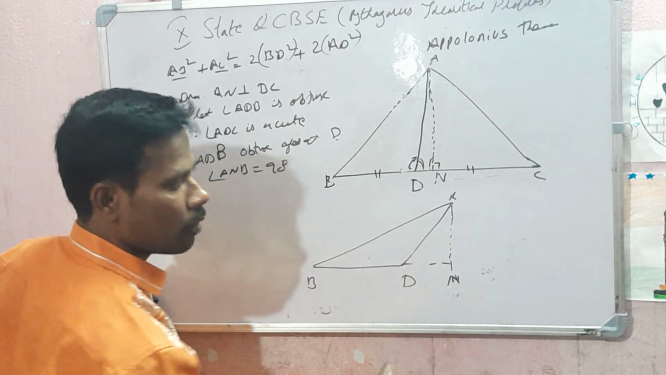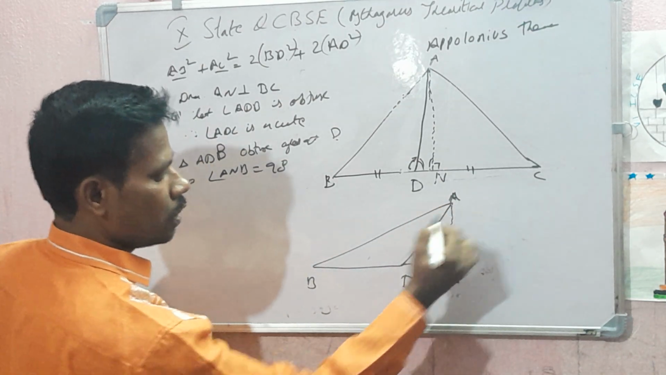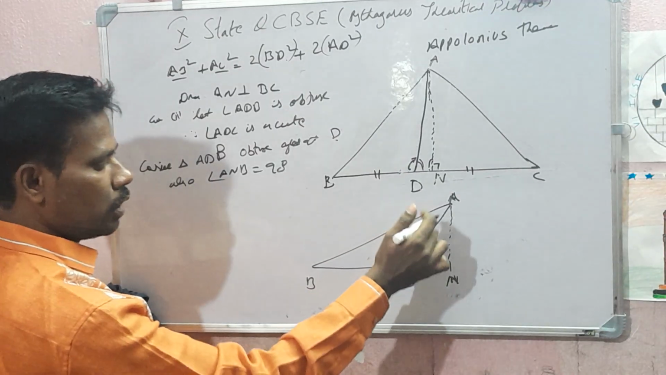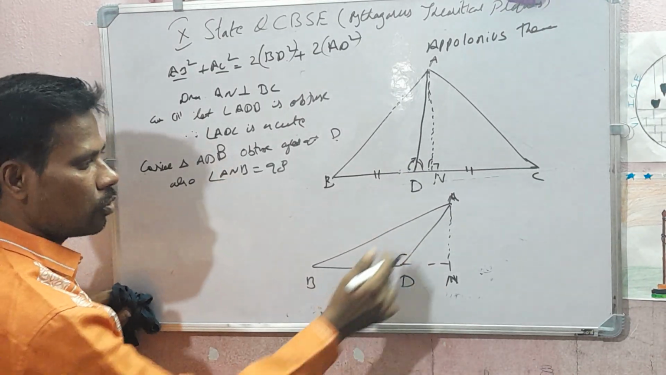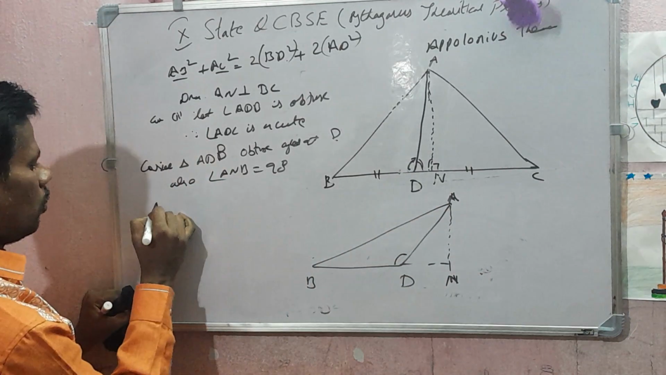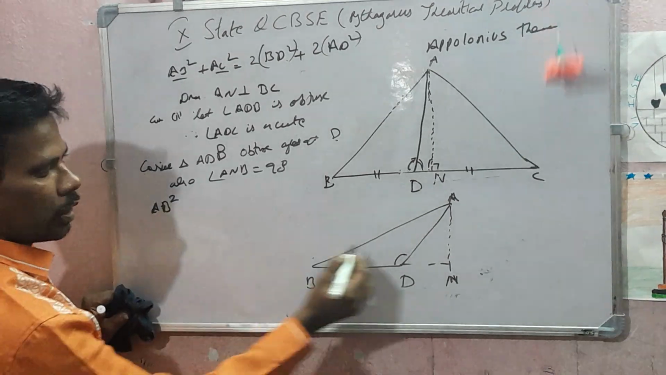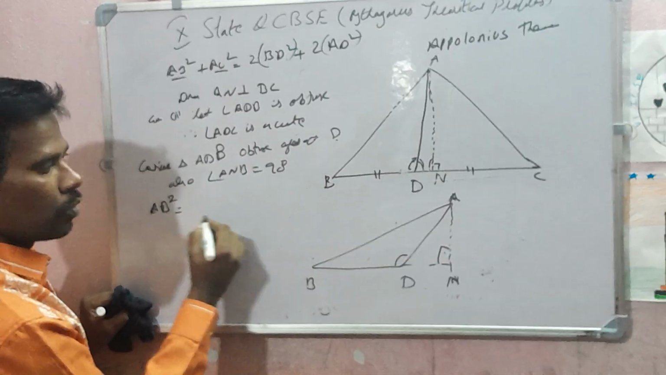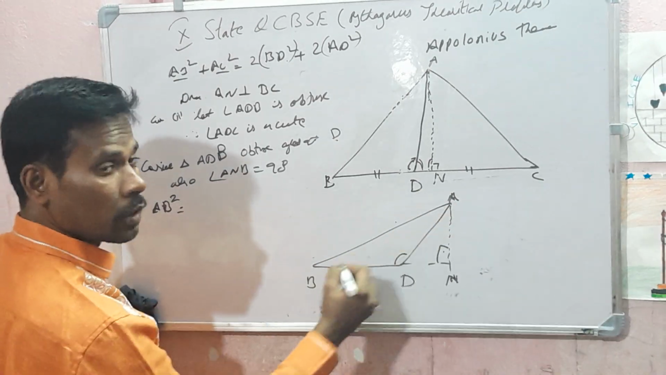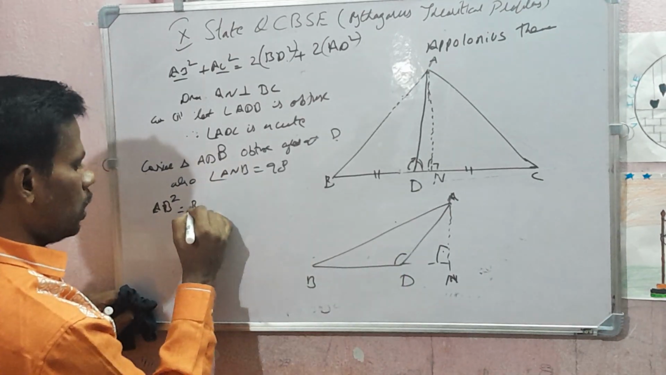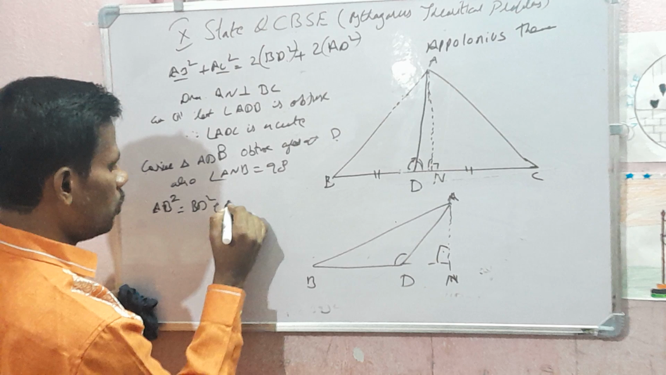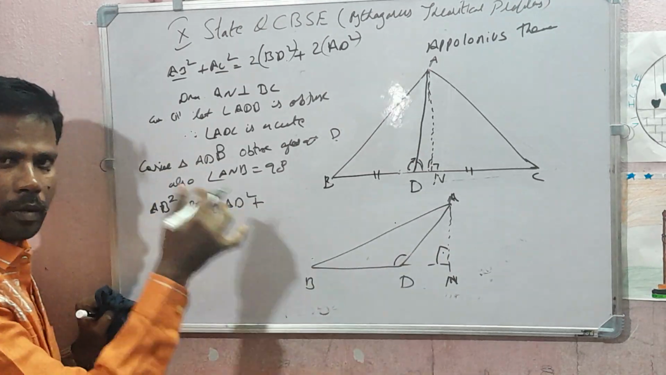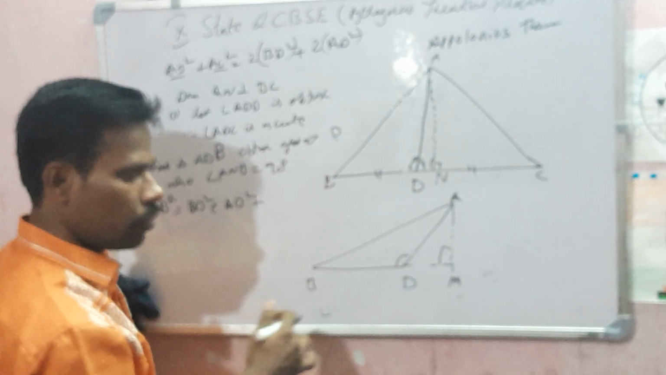Just now we have done one problem. So what does that state? If the angle is obtuse, how to remember this one? Here this is a right angle. So AB square is equal to what? BD square plus AD square plus, just remember the first problem which I have done so far.